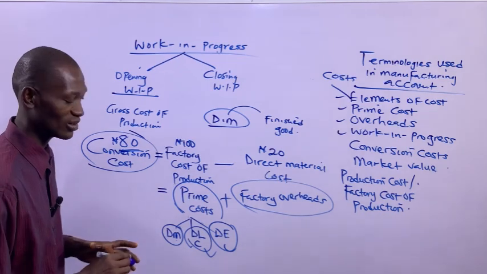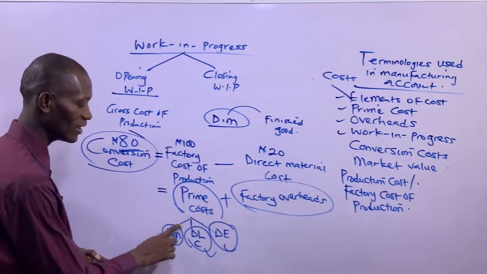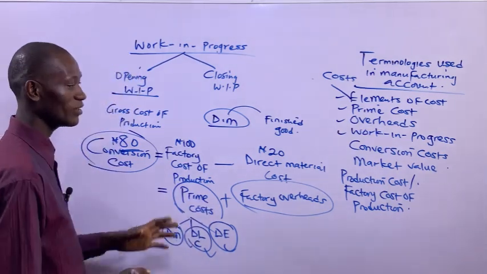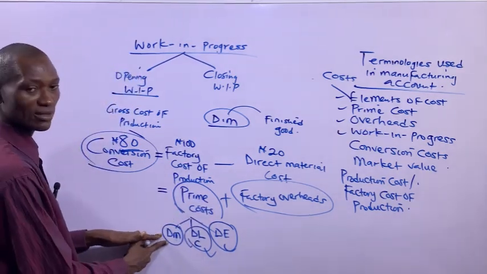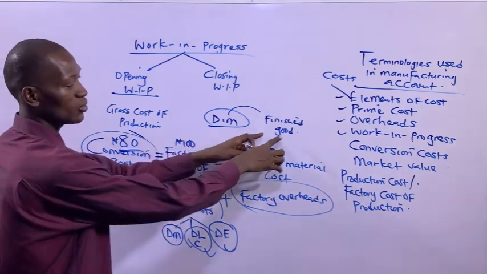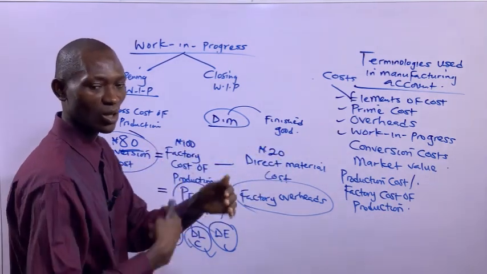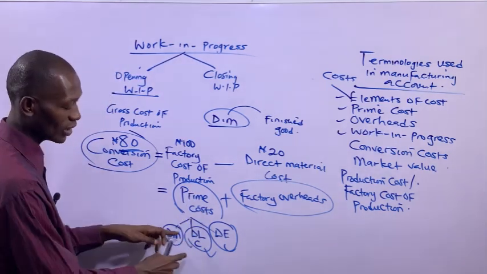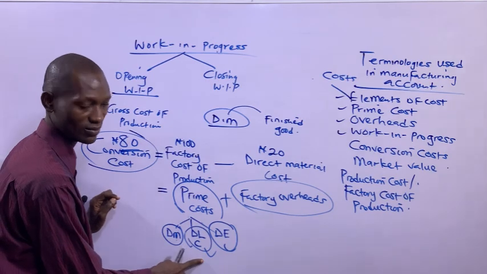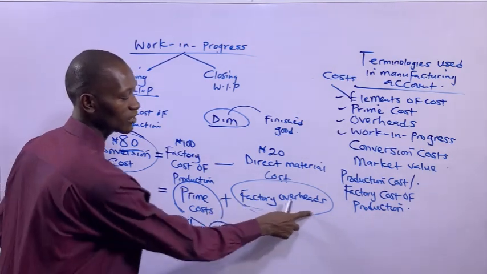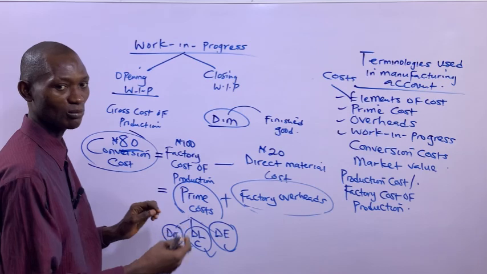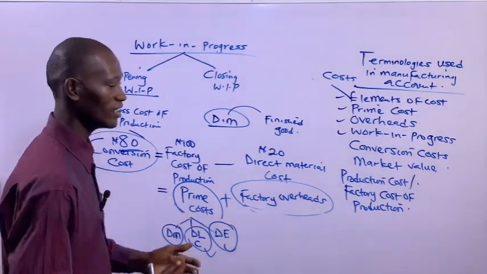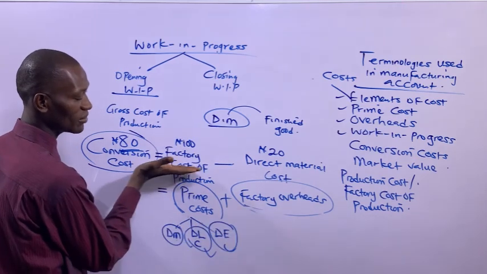So I hope that is understood now. Let me take that again. We already have direct material. We already have material in our manufacturing concern. All that we need to do is convert this direct material to finished goods. So what are we going to add? What are the costs we are going to add to that direct material to make it a finished product? Then we are going to add direct labor costs, direct expenses, and factory overheads. And don't forget, factory overhead comprises indirect material costs, indirect labor costs, and indirect expenses. So it's more of the same thing we have here.